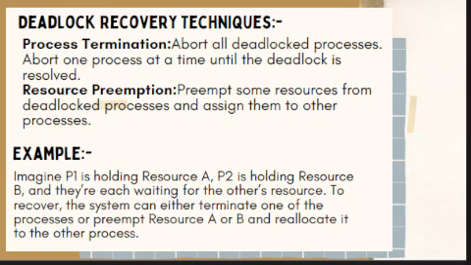To wrap it up, deadlock detection helps us identify when a system is in a deadlock by looking for cycles, while deadlock recovery provides techniques to resolve the issue by either terminating processes or preempting resources. Combining these techniques offers flexibility in managing system deadlocks.